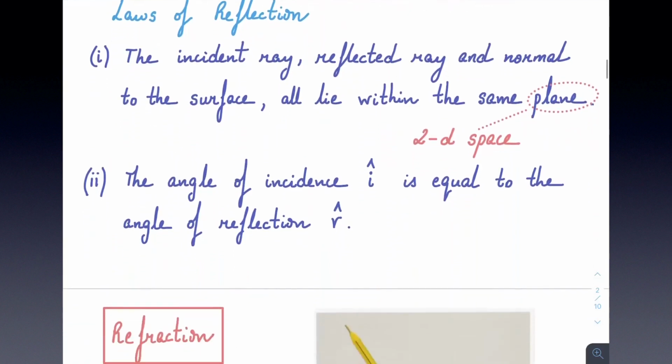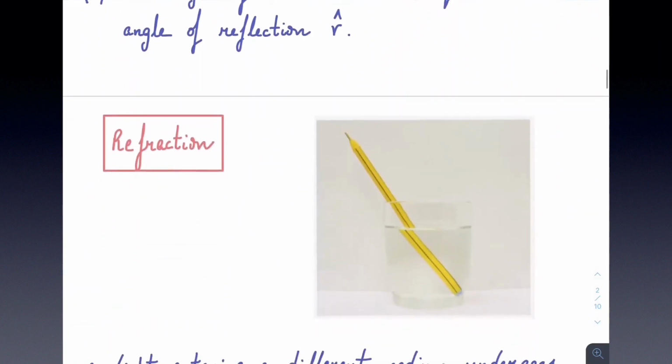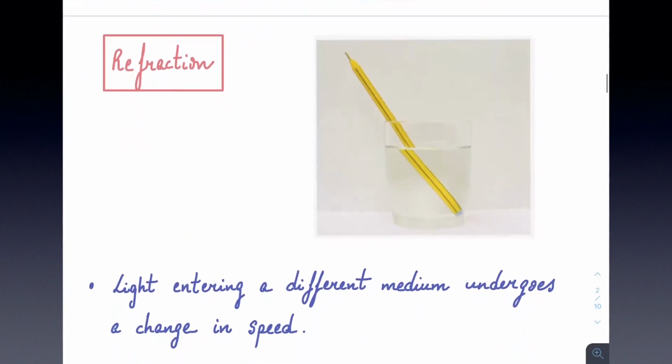Now, in the case of transparent media, such as light passing from air into glass or water, a different phenomenon is observed, which is called refraction. This phenomenon is very easily observed by, say, placing a pen in a glass full of water.